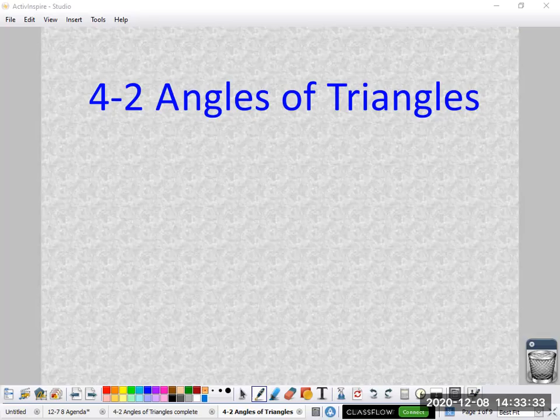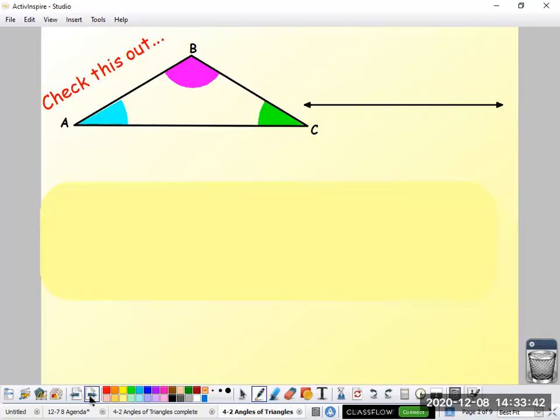Okay, today we're going to talk about angles of triangles. So check this out. Notice we have triangle ABC here. I've got the angles highlighted, and I have a straight angle right here. Now, one of the things to remember about a straight angle is it has a measure of 180 degrees.